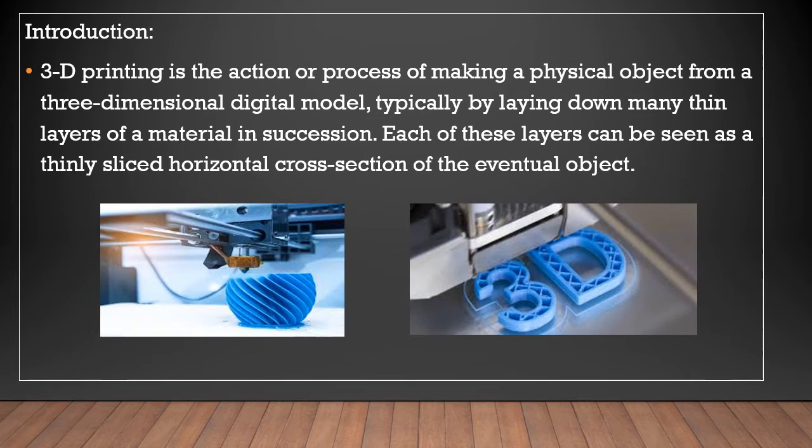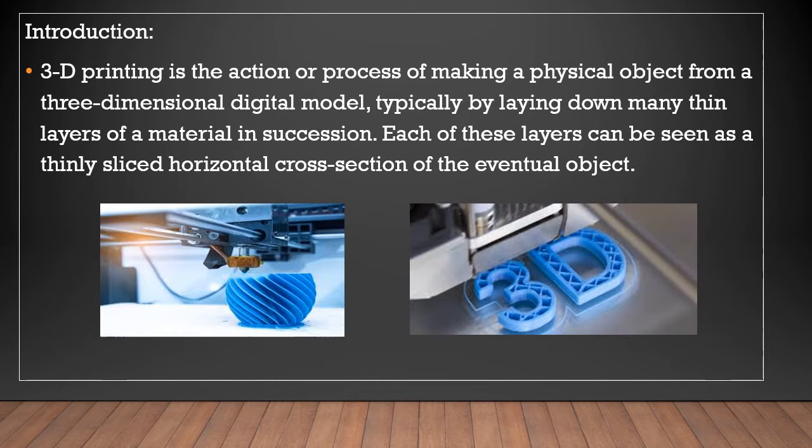So basically, what is 3D printing? 3D printing is the action or process of making a physical object from a three-dimensional digital model, typically by laying down many thin layers of a material in succession. Each of these layers can be seen as a thinly sliced horizontal cross-section of the eventual object.